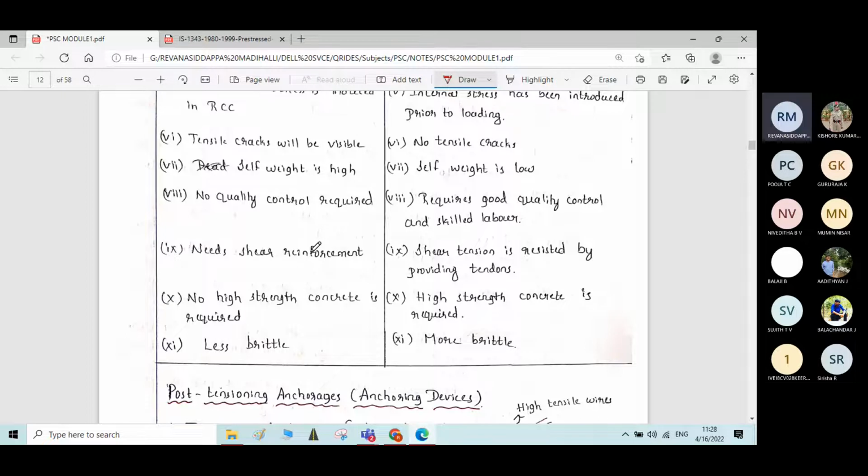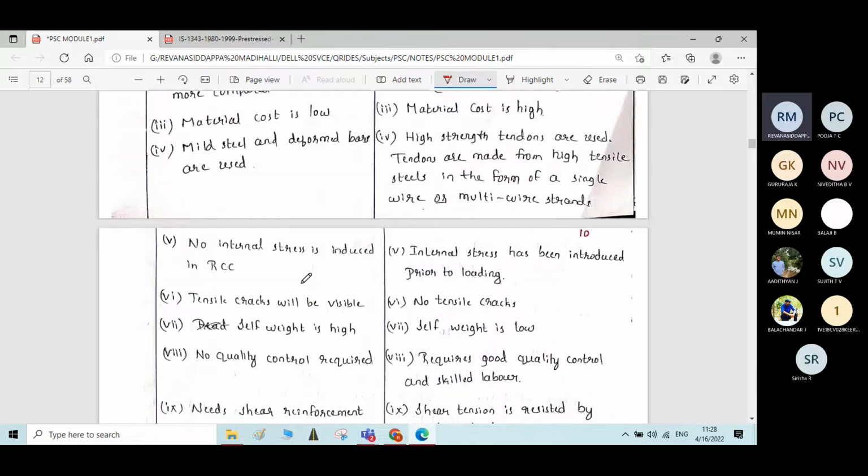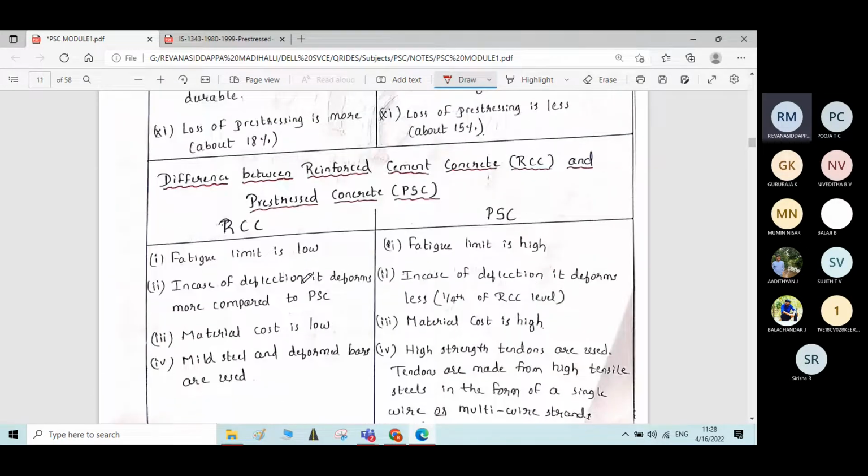Then coming to brittleness, an RCC member is less brittle compared to a PSC member, because we are using high strength concrete. It will have high strength, but when stresses in the high strength concrete reach its limit, it will show brittle behavior, when the loads reach the ultimate value. These are a few differences between RCC and PSC.